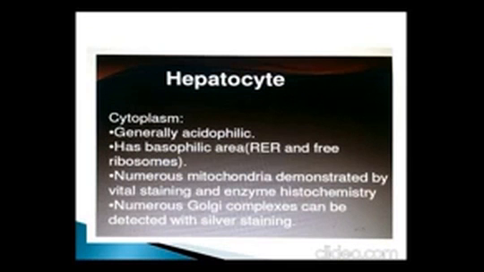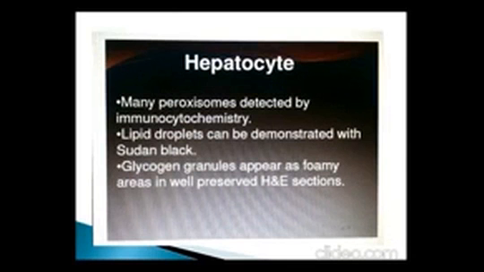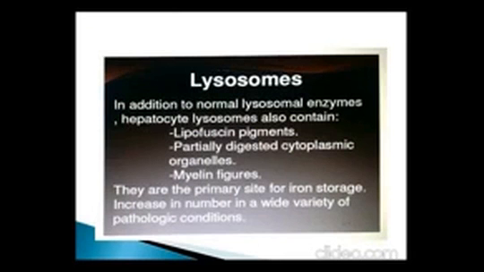Cytoplasm, generally acidophilic, with numerous mitochondria, numerous Golgi complexes. Lysosomes, important one here. Why? Because of the storage that it can exhibit in different ailments, different diseases of the liver. So this can contain lipofuscin pigments, that is the wear and tear pigment or the aging pigment, partially digested cytoplasmic organelles, the myelin figures, they are the primary site for iron storage. Increase in number in a wide variety of pathologic conditions.